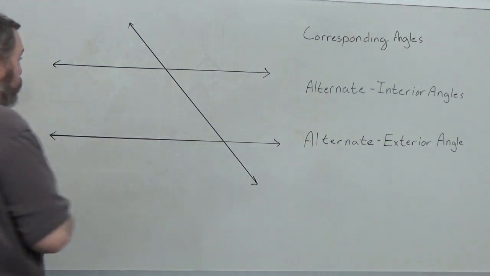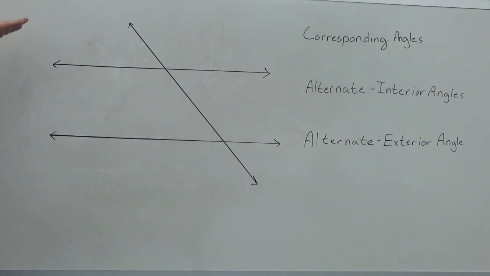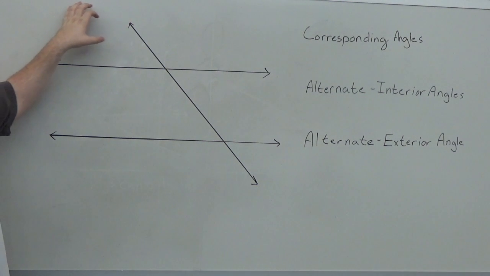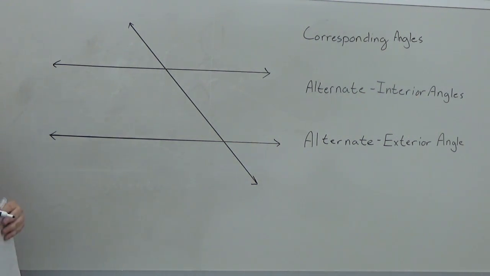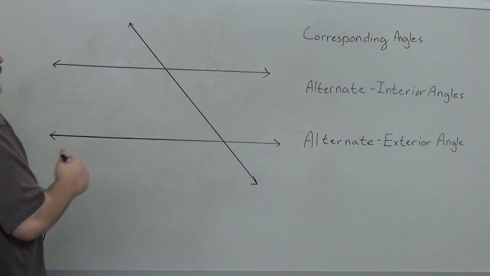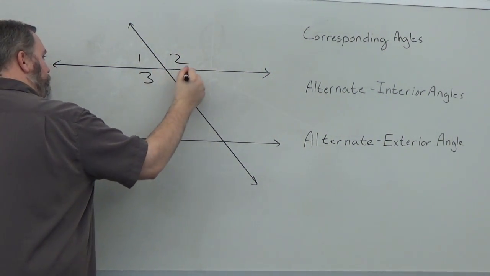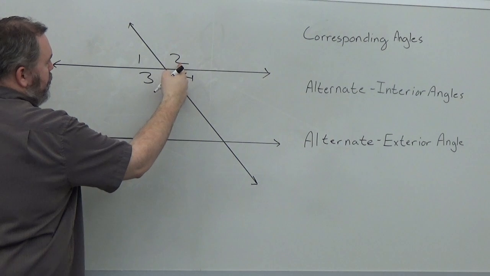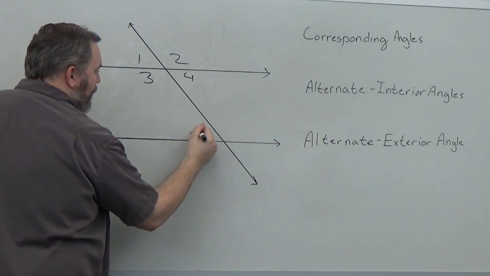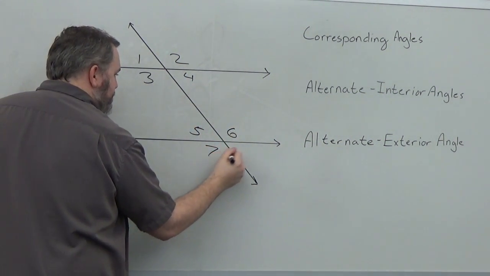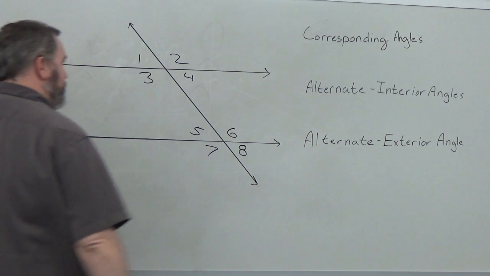So, what's happened is when we've taken this parallel line and cut it by a transversal, we've made some angles, and we're going to go ahead and label them. We're going to say angle 1, 2, 3, 4, and 5, 6, 7, and 8.